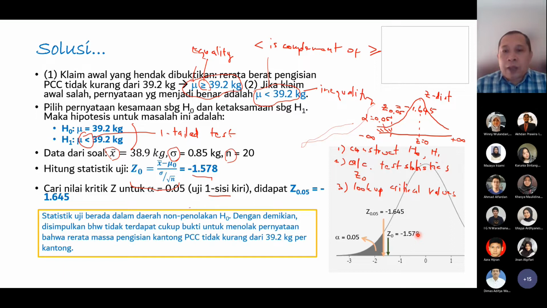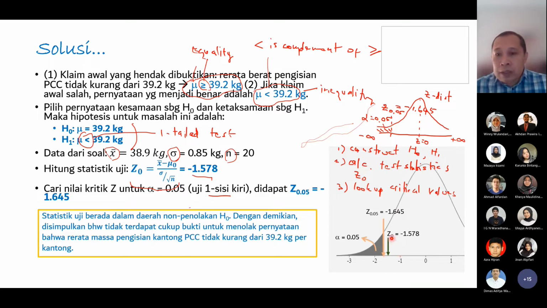Now, because it is located in the interior relative to the critical Z value, this one is located in the interior. Jadi Z0-nya terletaknya di sebelah dalam, ya. Saya lebih suka menggunakan dalam dan luar ketimbang kanan kiri, karena kanan kiri yang membingungkan, ya. Jadi Z0 ini letaknya di sebelah dalam. It is located in the inside, to the inside with respect to the critical value.